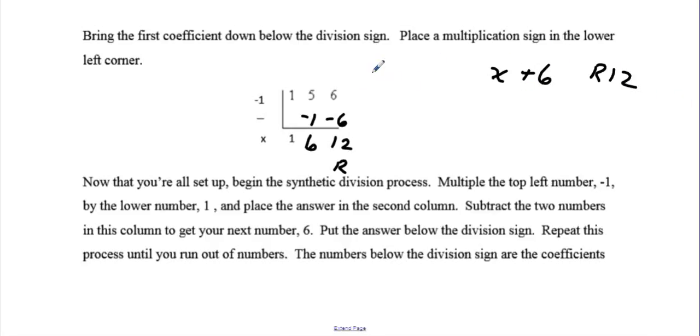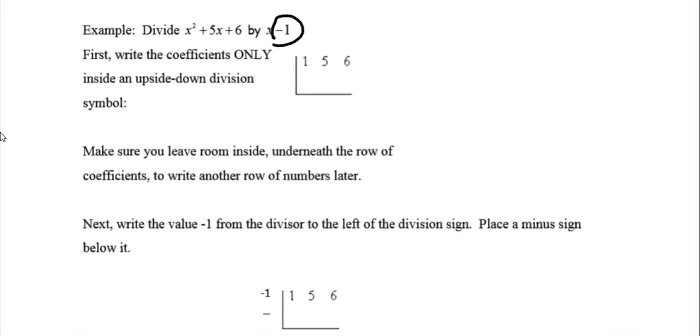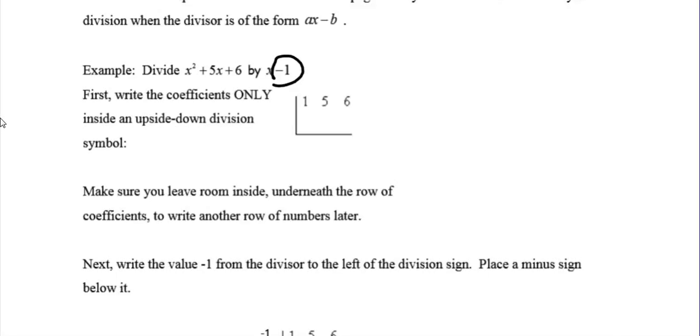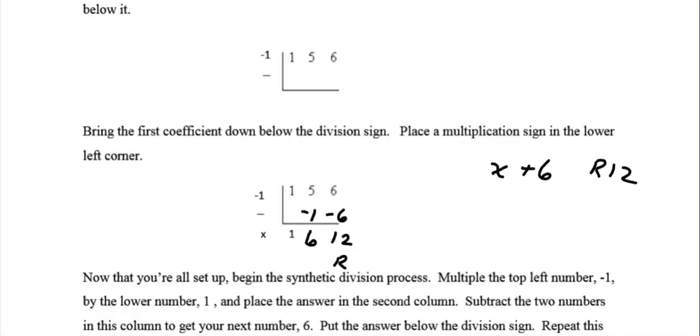So when I divide x squared plus 5x plus 6 by x minus 1, I get x plus 6, remainder 12. Okay? Let me just make sure that I've answered that question. It didn't ask for it in a particular form or anything. It just says divide them. Okay, so I'll put it in quotient form here.